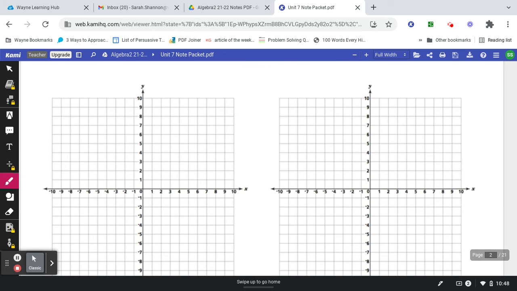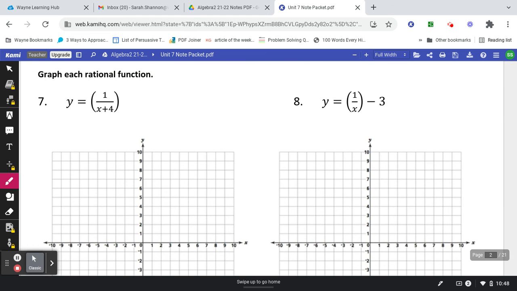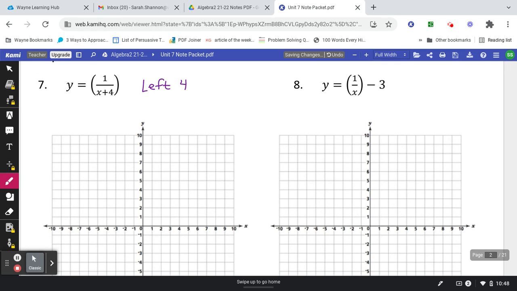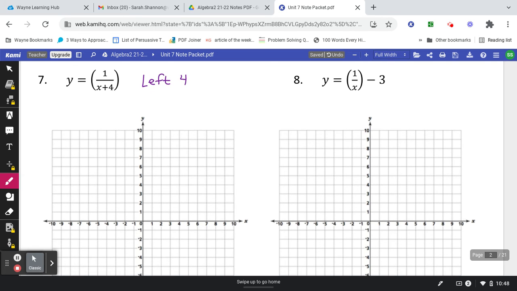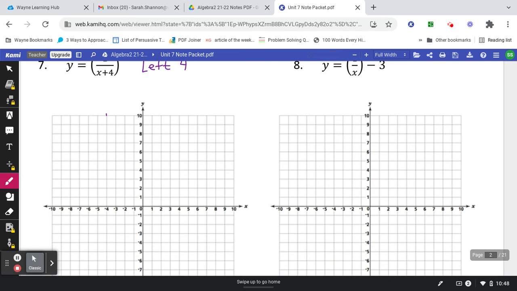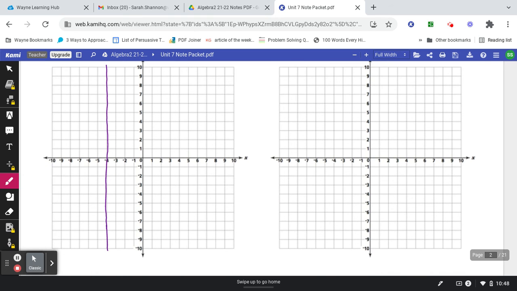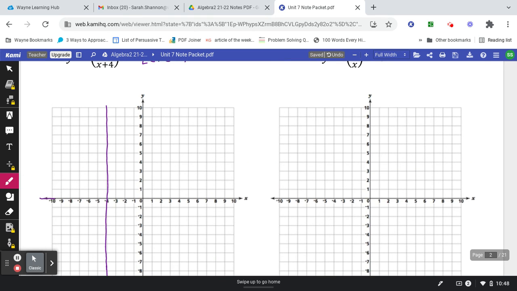So let's look at the backside. Graph each rational function, y equals 1 over x plus 4. So let's first figure out which direction this is going to be moving. That +4 means I'm going to need to move this to the left 4. So your line that was straight up and down going through 0 is now going to be moved over to the left 4, right here. And since we don't have to move up and down at all, I'm just going to draw a straight line right across at 0.